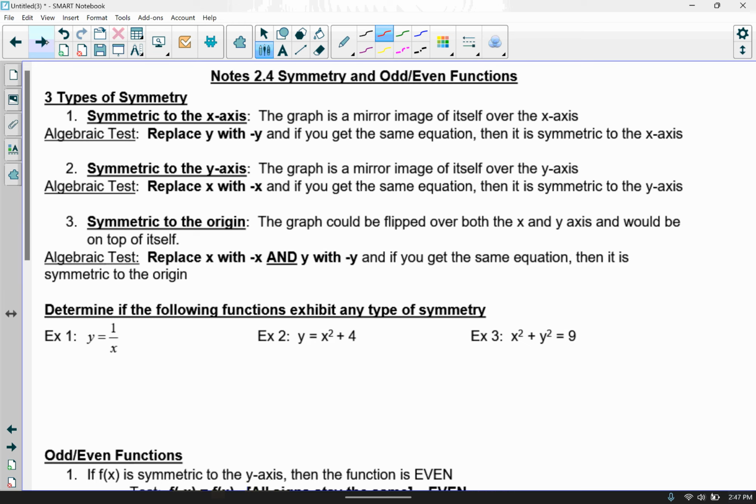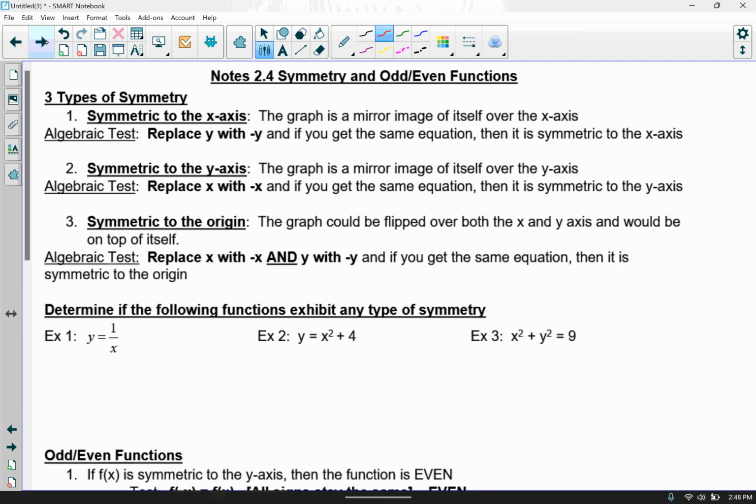In section 2.4, we're looking at symmetry as well as odd and even functions. Symmetry is pretty straightforward. There are tests for symmetry, but by and large, most folks follow symmetry by being able to look graphically at the picture. If we need to talk about utilizing the tests, we can, but by and large, I'm going to look at symmetry by looking at the picture. Here's what I mean by that.